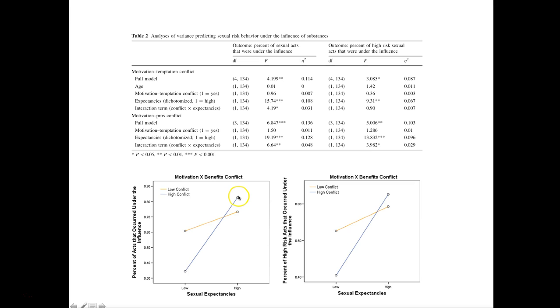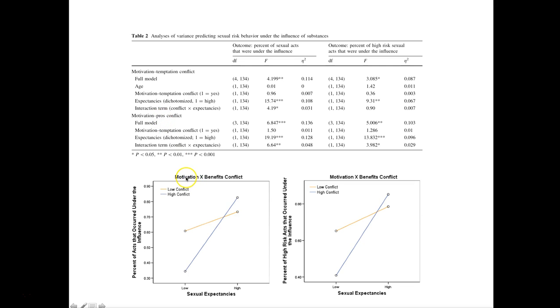And we felt like they probably would be having more of their sex under the influence and similarly more of their risky sex under the influence. We see a very similar pattern when we look at the percent of high-risk acts that occurred under the influence. This is one of our kinds of conflict. This is the one that's in this second model presented up here.